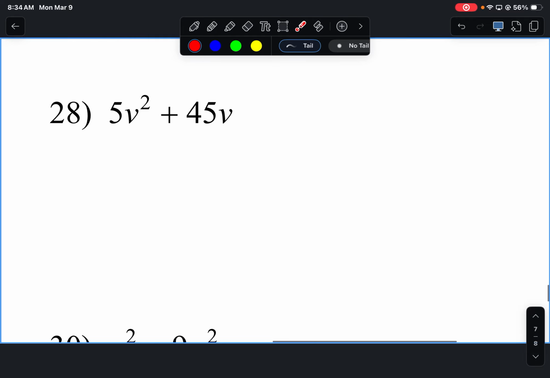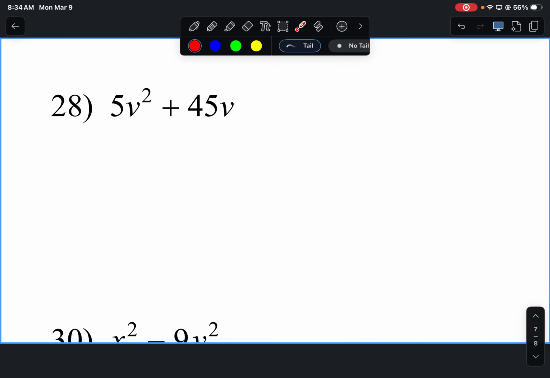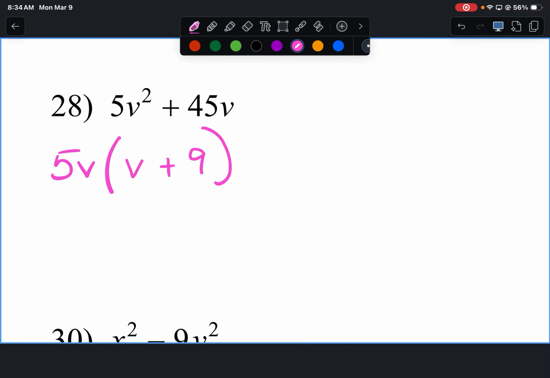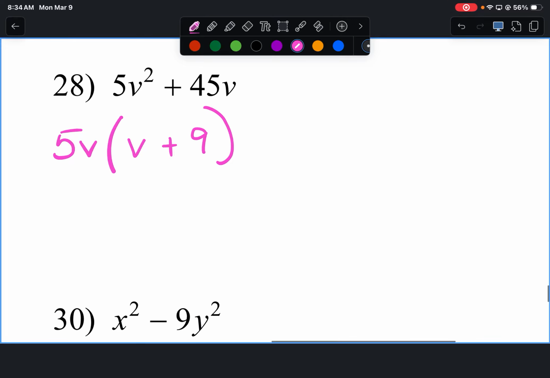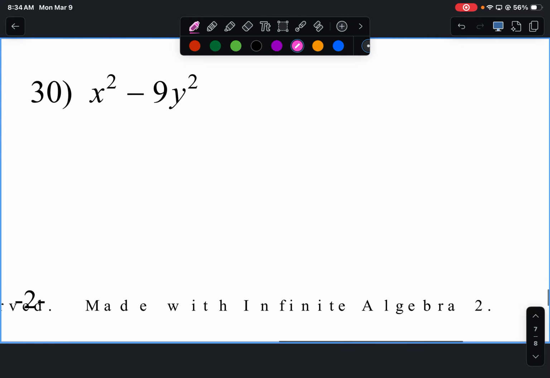Okay, number 28. How many terms we got? So what is our greatest common factor here, if it has one? 5v. If we take out 5v, what does that leave us with? And is there anything else I can do there? Nope. Okay, for question 30. Does question 30 have a greatest common factor? How many terms is it though? 2. So is that a difference of squares? Yes. Okay. What squares to give you x squared? What squares to give you 9y squared?